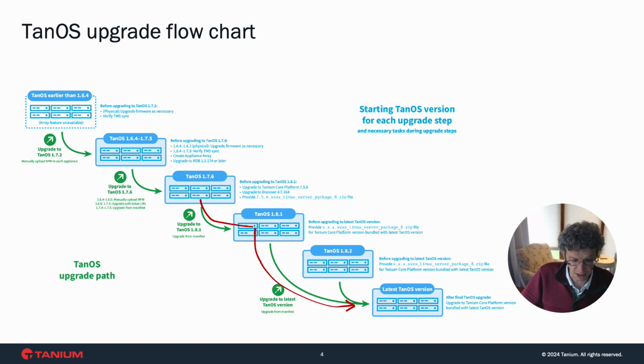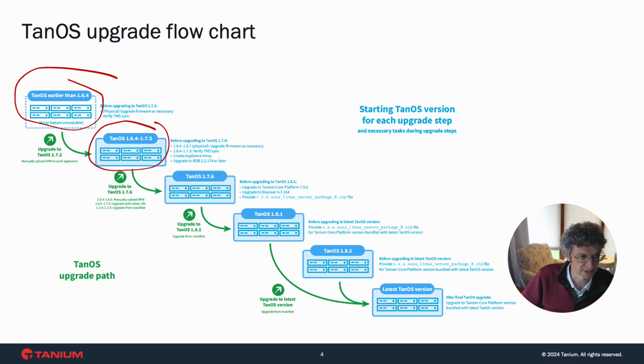Something that I didn't talk about in the previous slides are these two boxes up here. If you're on something earlier than 164, or if you're on 164 to 175, I'm going to refer you to our documentation. These are both very well traveled paths. Basically, what you have to do is for any of these versions, you need to get to 176 first, and then follow the steps that I gave you before.